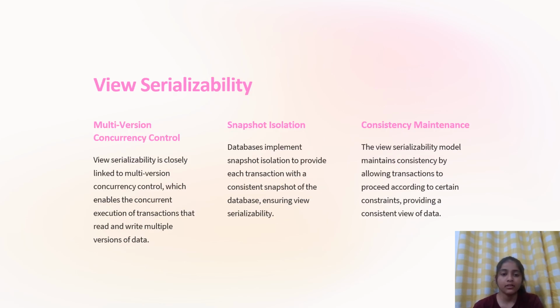View serializability: multi-version concurrency control, snapshot isolation, consistency maintenance. View serializability is closely linked to multi-version concurrency control, which enables the concurrent execution of transactions that read and write multiple versions of data. Snapshot isolation: the database implements snapshot isolation to provide each transaction with a consistent snapshot of the database, ensuring view serializability. Consistency maintenance: the view serializability model maintains consistency by allowing transactions to operate according to certain constraints, providing a consistent view of the data.